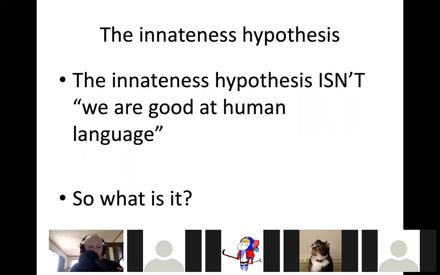And it's important to think about this, because this is really the only big idea in linguistics. And if you look at the history of linguistics, there's nothing else really. That's it. This one idea.